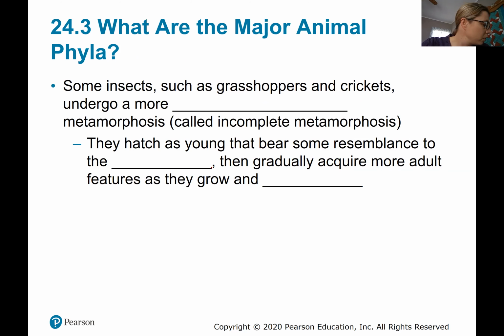Some organisms like grasshoppers undergo a gradual metamorphosis, instead of huge changes like between caterpillar and butterfly, and that's called incomplete metamorphosis. Basically the young looks like a little bitty adult, and they don't change from larva to pupa to adult. They really resemble the adult, and then they will grow and molt as they continue on in their development.